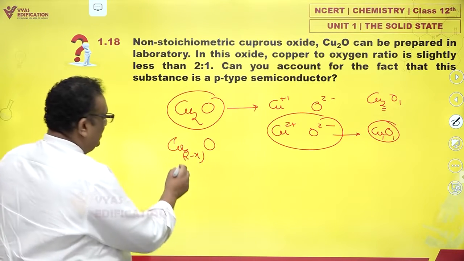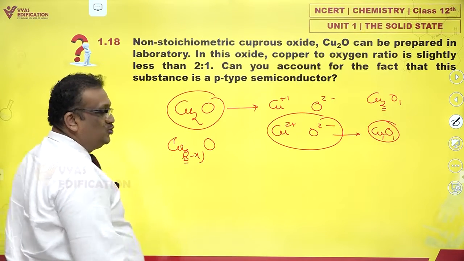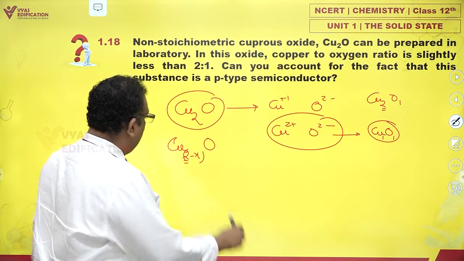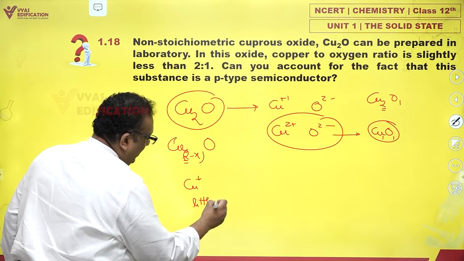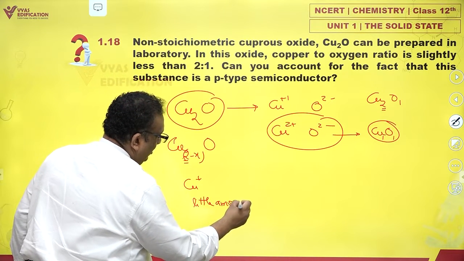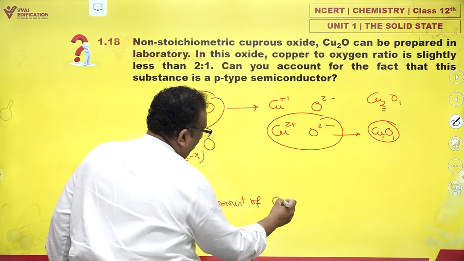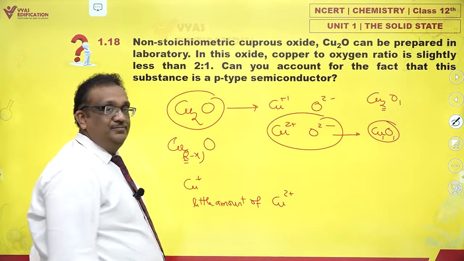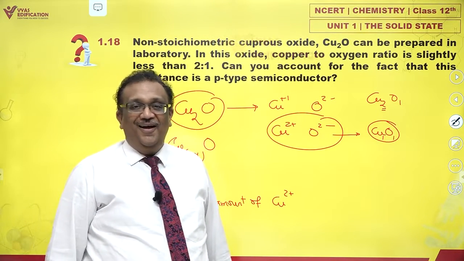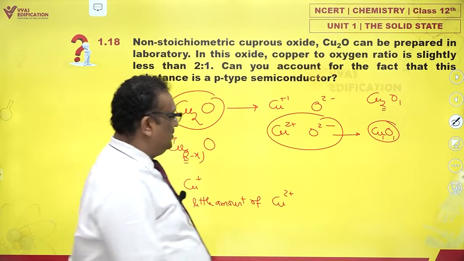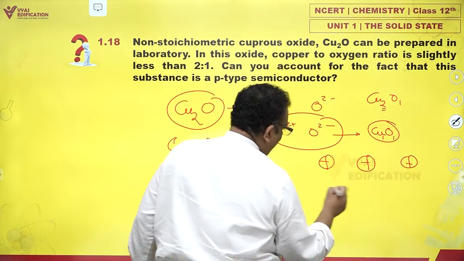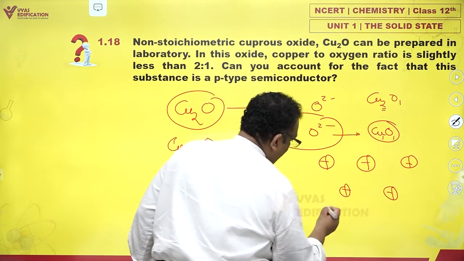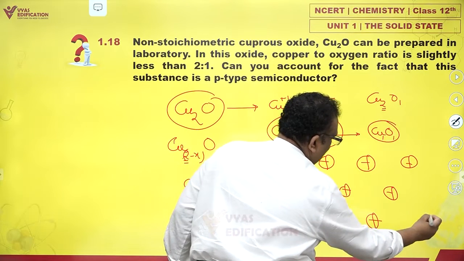So if I have a little less than 2 as a number here, that means it contains copper +1, but it also contains a little amount of copper +2. And just imagine if I have copper +1, copper +1, copper +1, everywhere I have copper +1, like this.